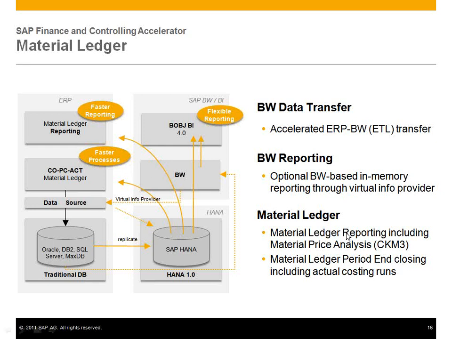The processes here that run faster, and this is important from the material ledger perspective, is the material ledger reporting, including the material price analysis. It's the CKM3 transaction, and the period end closing, including the actual costing runs. Now, these are processes that can run 2, 4, 8, 16 hours, and they will be significantly reduced depending on the way it's implemented. The reduction here of these processes, obviously, because the process takes so long, is significant because they can reduce the period end closing time significantly. All can fit into those period end closing time windows that are given to you.